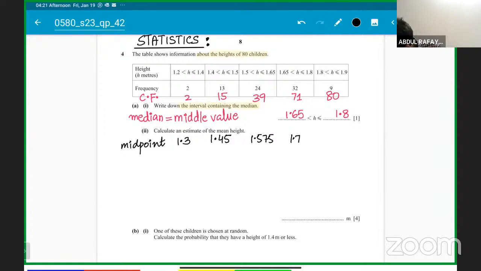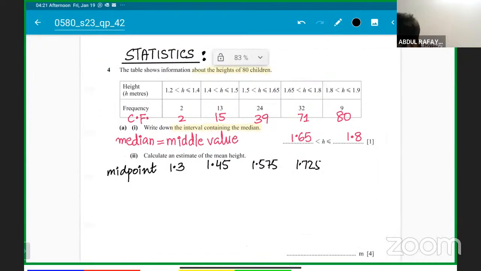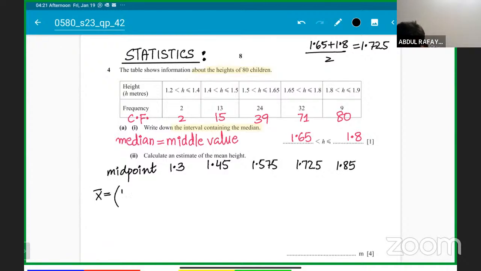This will be 1.725. If anyone is struggling, let me do it here. 1.65, the lower limit, plus the upper limit divided by 2, that is coming 1.725. I have done one of them, you can do the remaining, okay? 1.8 and 1.9 will be 1.85. These are the midpoints.